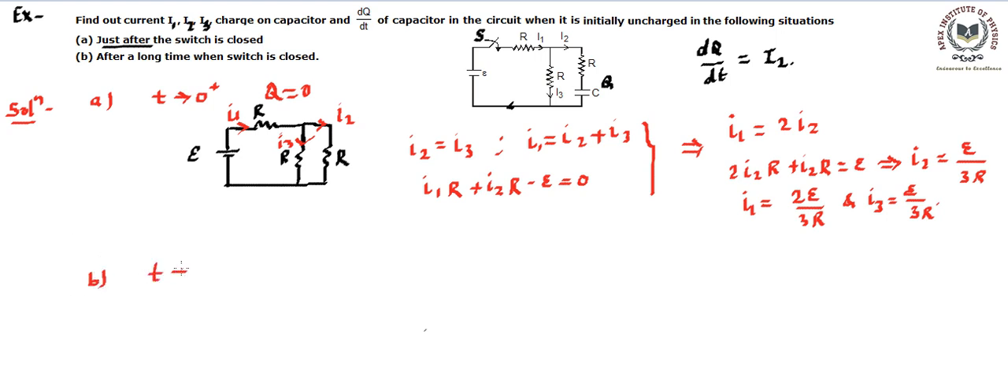Here we are talking about the time when it is a long time, that means after a very long time or steady state condition has been achieved. We know when this steady state condition has been achieved, this capacitor will get completely charged. So Q will become the maximum. It will not allow any more charge to come in. That means it will not allow currents to pass through it, right?